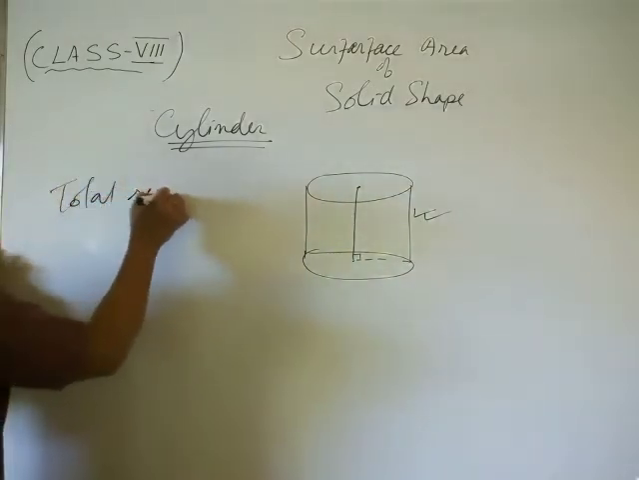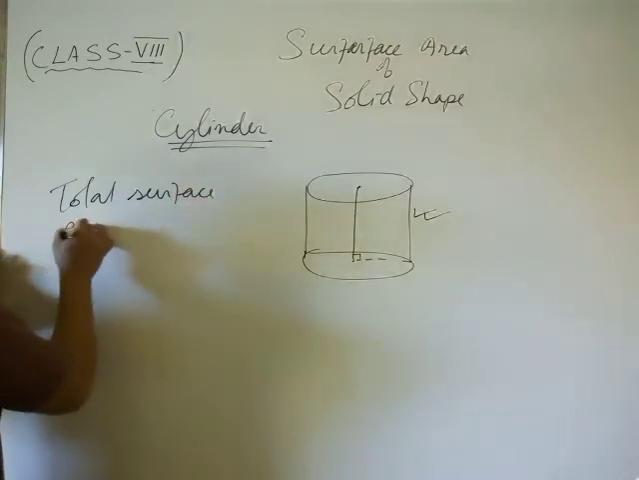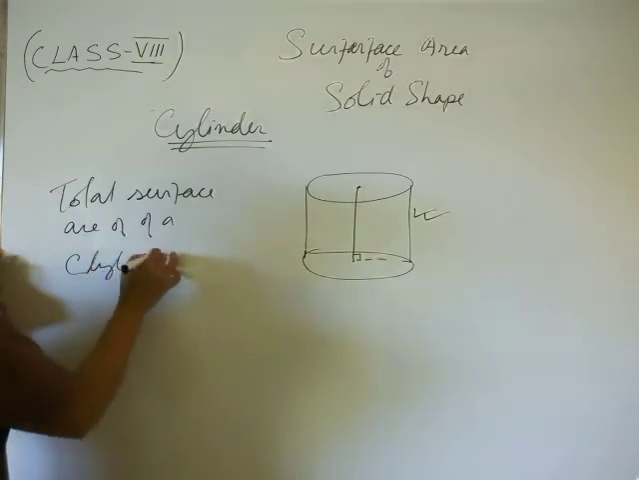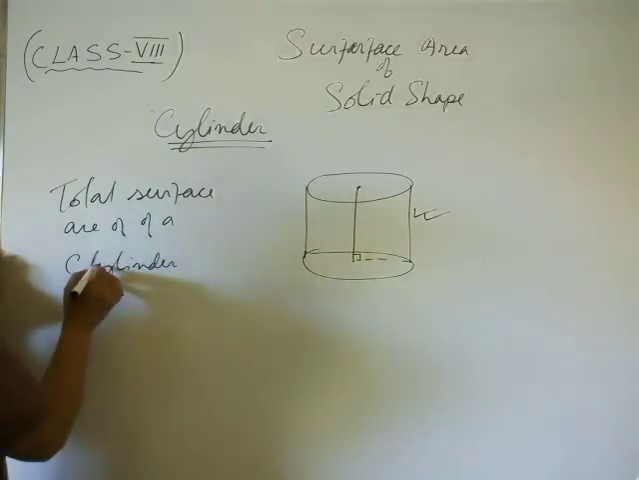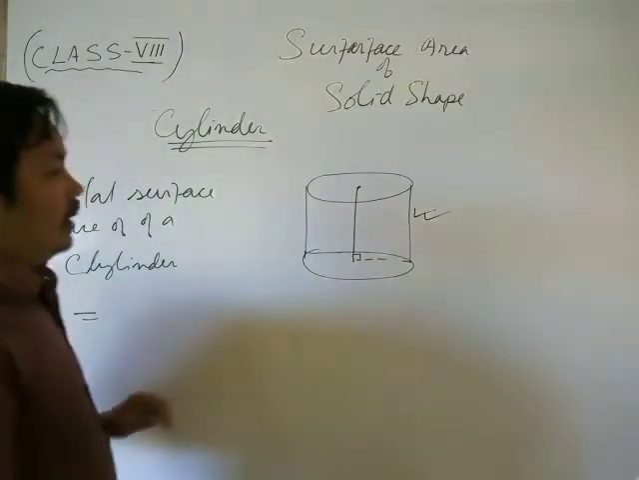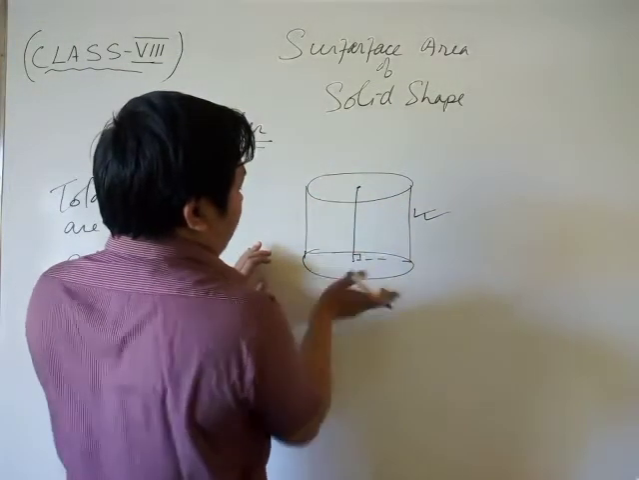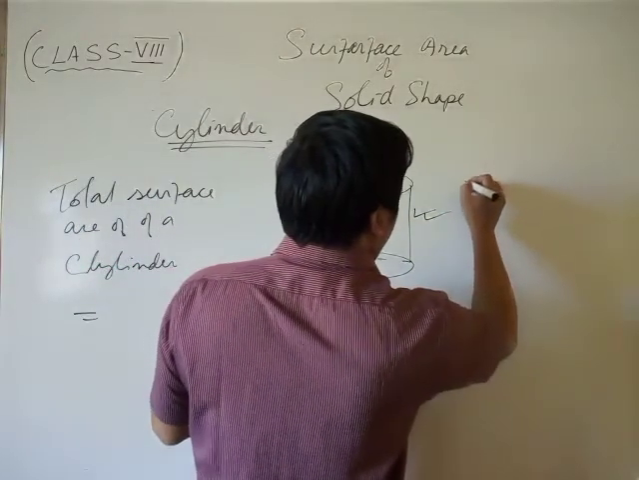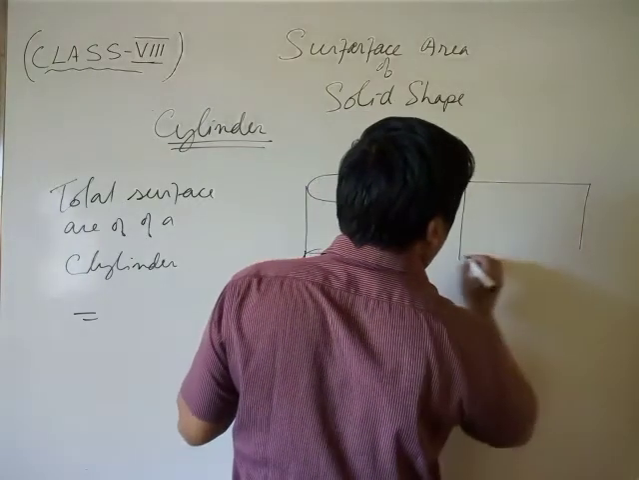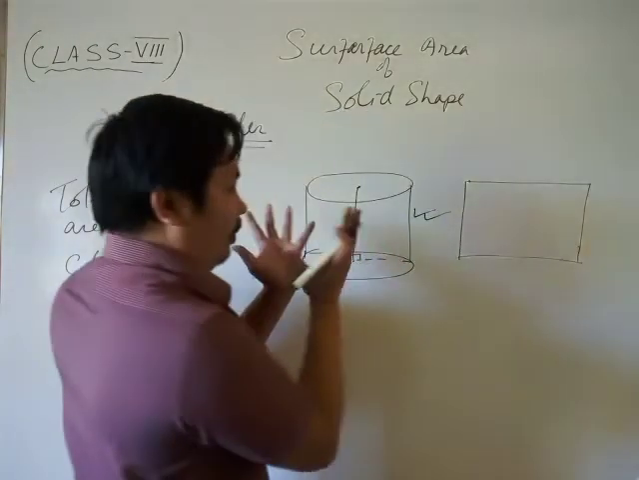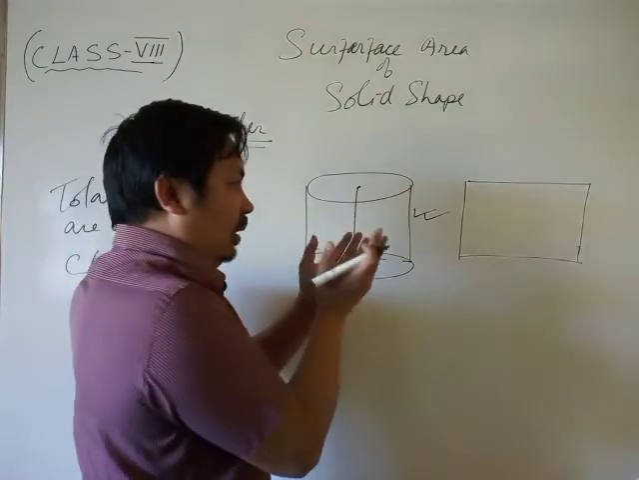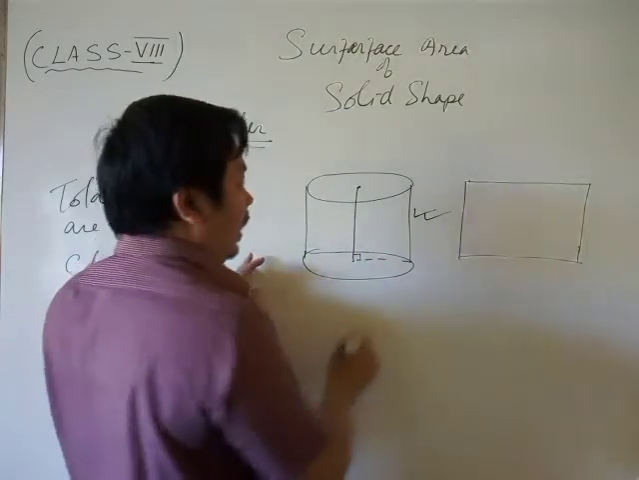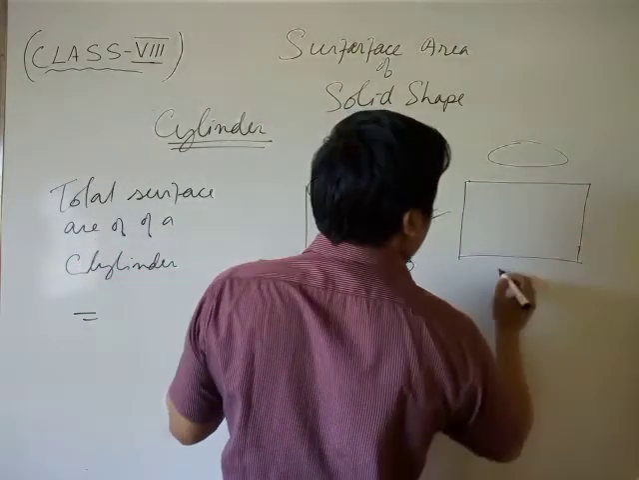Total surface area of a cylinder equal to, okay, my friend, if you cut the top part and straighten it, you will get a rectangle like this. Yes or no? If you bend the rectangle, then it becomes the cylinder. This part will be a rectangle when you cut and straighten it. Clear? And the top part will be like this.